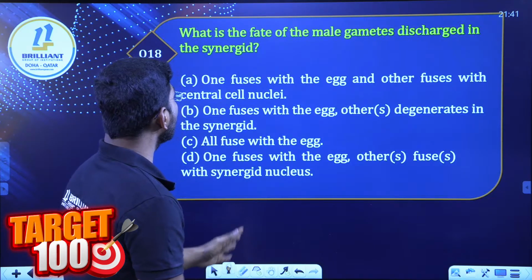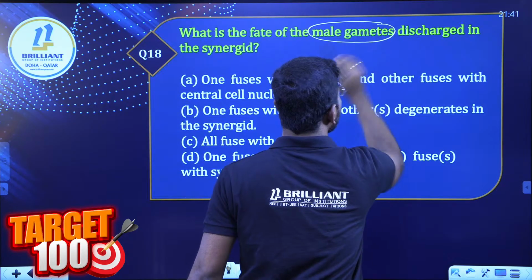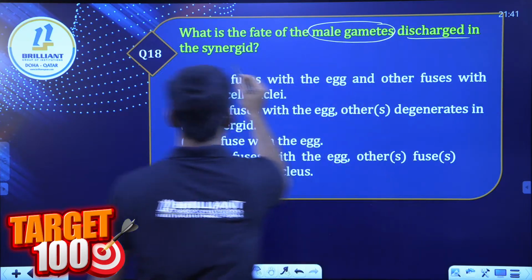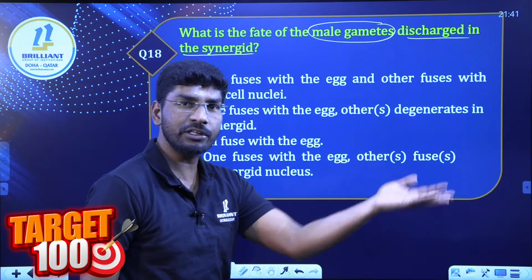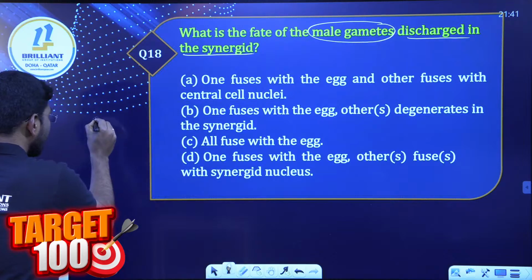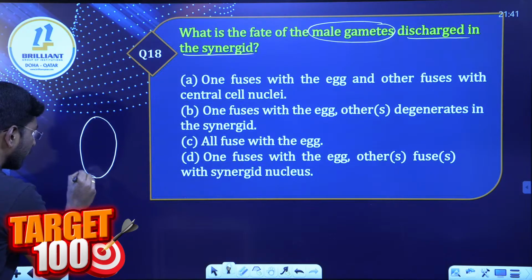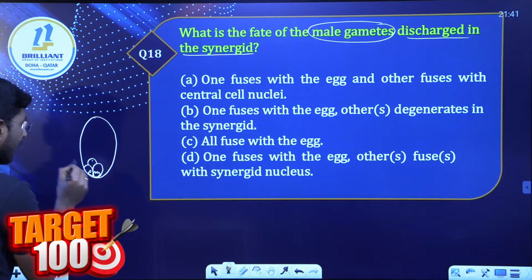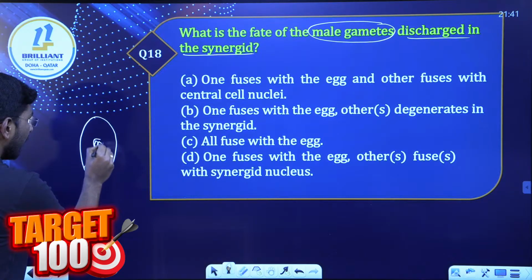Question number 18. This is the fate. So what is the fate of the male gamete discharged in the synergids? Let me draw the diagram here. This is the embryo sac. The embryo sac is made up of, I told you, 7 cells and 8 nucleate stage. This is the synergids, and this one is called filiform apparatus, central cell, right? And here the antipodals are there.